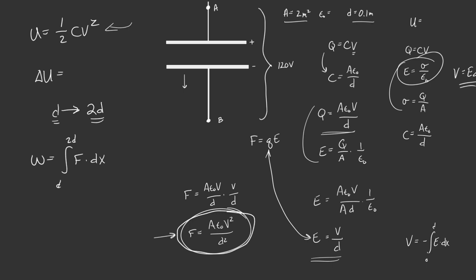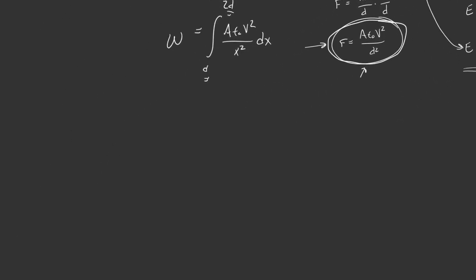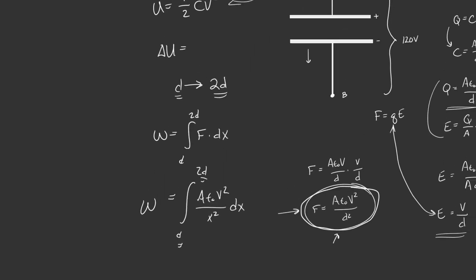If you want to use it, insert X for D. So you have a variable of integration, since X represents the displacement that you're going to go upon. You guys follow what I'm saying? So this would be the integral from D to 2D of A epsilon naught V squared over X squared dx, evaluated from D to 2D. And then just compare it to this one.